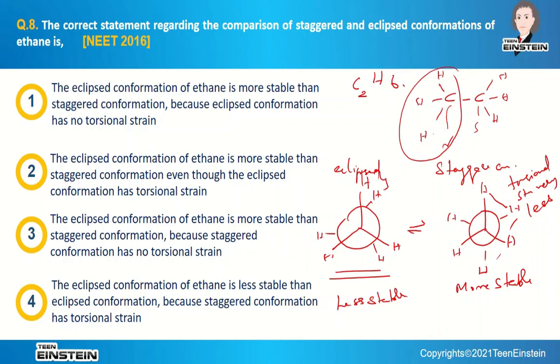So here in staggered conformation, no torsional strain is there. Due to torsional strain, eclipsed conformation is less stable. So the correct option is option number 3. That is, the eclipsed conformation of ethane is more stable than staggered conformation because staggered conformation has no torsional strain.